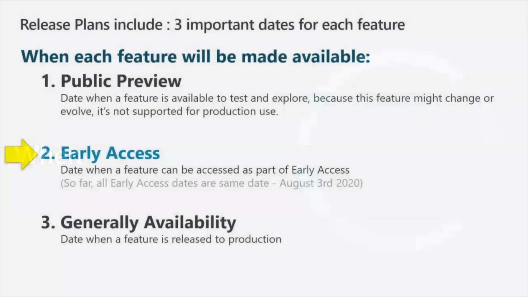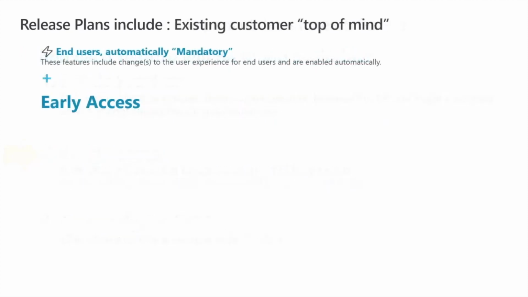Let's get back to the release notes. We talked about there being three dates on every feature: preview, early access, and general availability. So public preview, if you're seeing a date for that, means it's ready for you to explore, to test, but it's not production ready for sure. Early access is reserved for all of our mandatory features because we need to finish those early. And general availability is when it's ready.